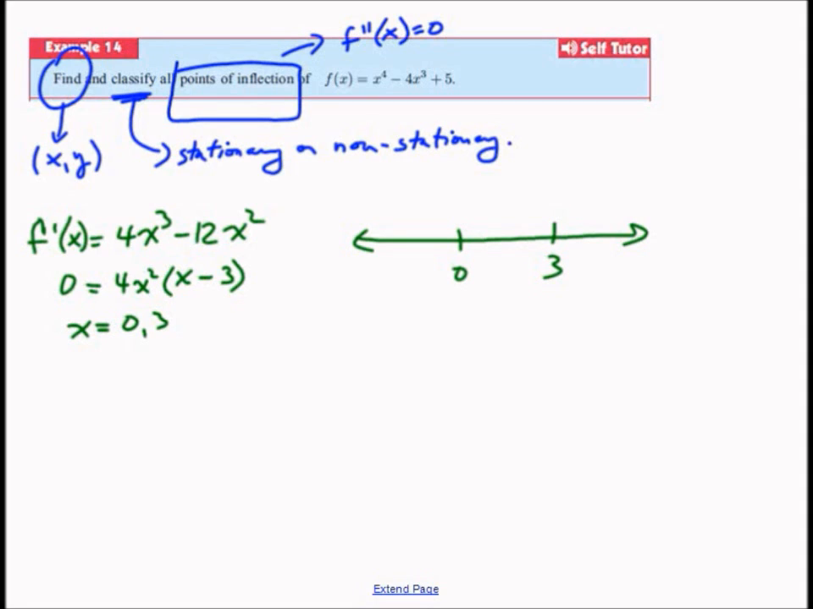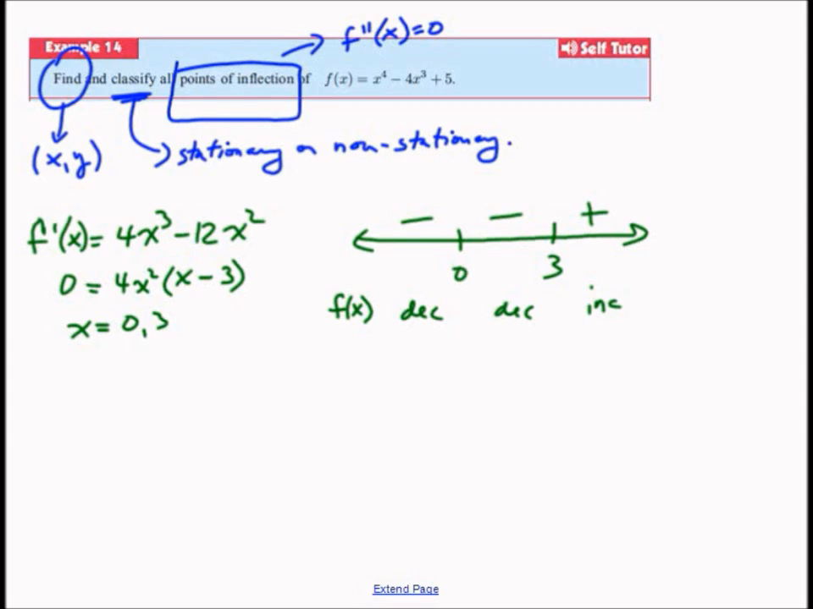We could do this algebraically by testing some values in each of those intervals, or we could do it graphically by looking at the graph of the function and seeing which intervals are above the x-axis and which intervals are below the x-axis. I'll let you choose whichever way you want to do this. I'll just fill in the signs. So this means that the function is decreasing in this interval, and increasing in this interval.